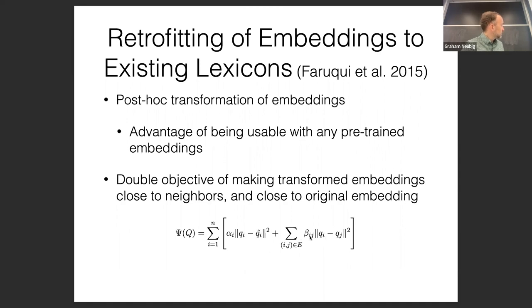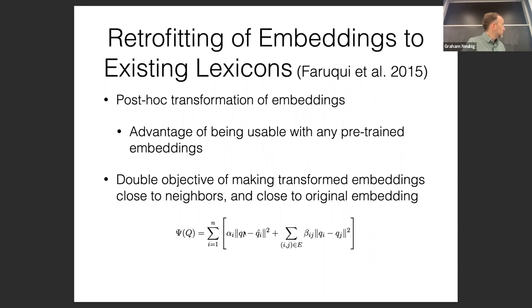let me make sure I get this right. So Q hat i is an original embedding, and Q_i is the adjusted embedding after training. And then this E here is a synonym set. It's a set of synonyms of things that you know are similar. Another thing it could be, if you're talking about a bigger knowledge base like Wikidata, is a set of entity names that you know refer to the same entity some of the time. So that would be another example.